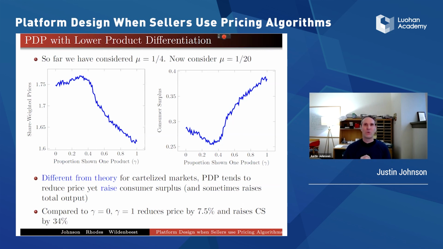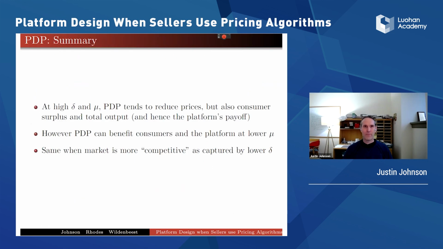I want to quickly show you one more thing with PDP, which is that if we consider a lower value of product differentiation than before, then we can find a situation where not only do prices go down, but consumer surplus goes up, again, as we increase gamma. And this makes sense because remember, the trade-off is lower prices versus less variety. So if the products are less differentiated, then in a sense, you lose less variety when you hide firms. And so in this case, consumers are actually better off. All right.